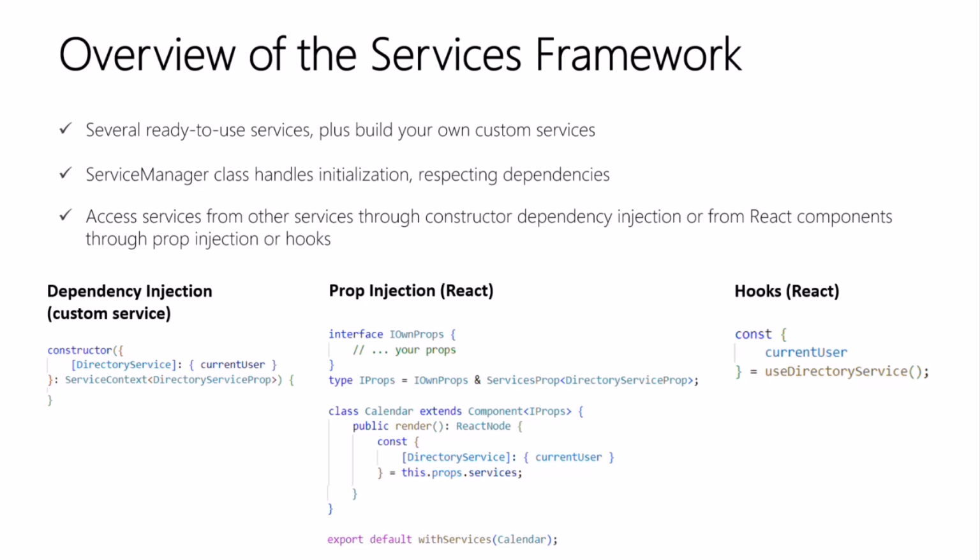And from your React hooks, you can either have the services injected through props, or you can access them with hooks. All of these examples along the bottom, which I know are a little small to read, they're examples of consuming our directory service in order to access the current user.